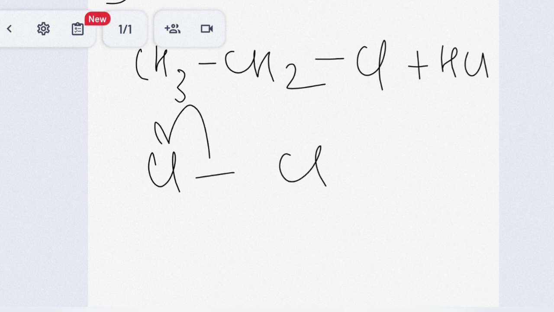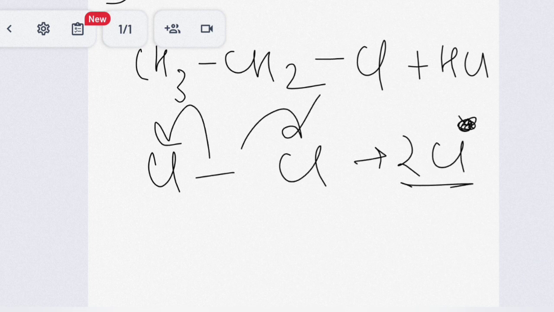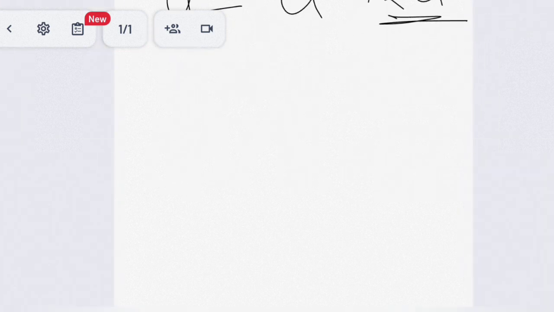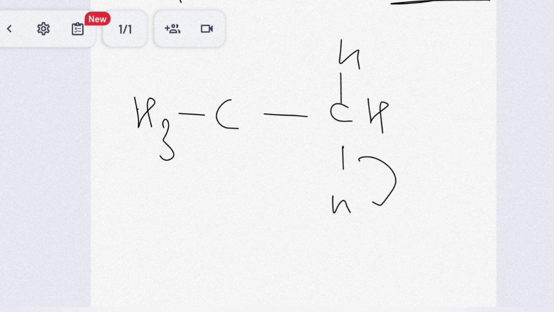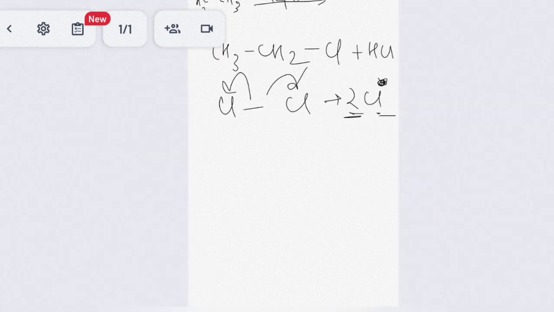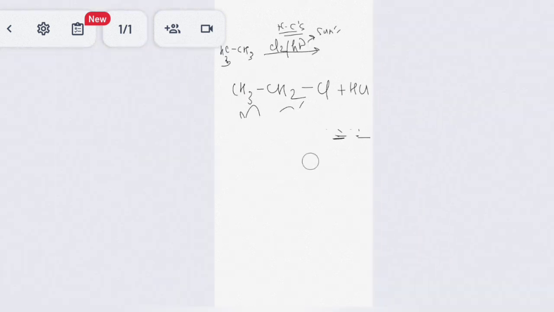Here Cl-Cl bond cleavage will take place and two Cl radicals will be formed. These are called Cl radicals, and after this, one Cl radical will get attached here. So this is the basic mechanism which you can remember. But the most important thing is that this was about a symmetric alkane. What if there is an unsymmetric alkane like this one? We'll take, for example, propane.